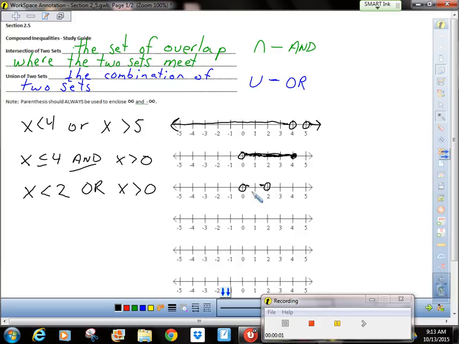Is 3 less than 2 or greater than 0? Yeah. It's greater than 0, isn't it? How about 5? Is it greater than 0? Yeah. So would they qualify? How about negative 2? It's less than 2, isn't it? Yeah. Remember, or means the combination of the two graphs. So I've got this graph, just draw it very straight up, and this graph, and when I combine them, what does it cover? All of it.